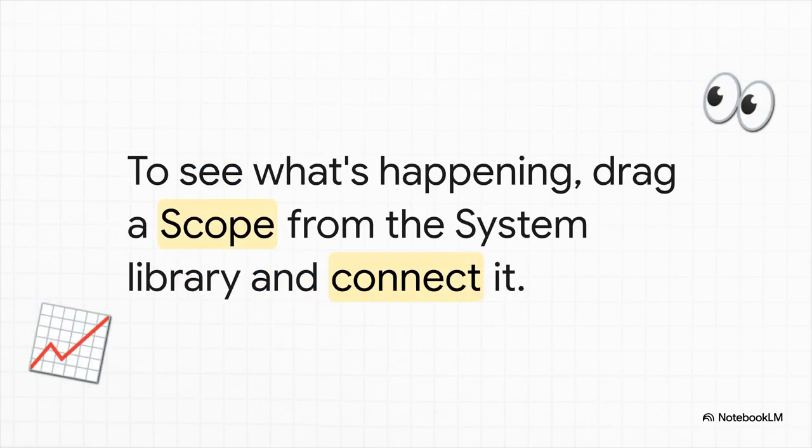But how do we actually see what's happening inside? We can't just look at it. We need a measurement tool. So we're going to grab a scope from the library, wire it up across our capacitor, and that becomes our window. It's how we peek inside and see what the circuit is actually doing.